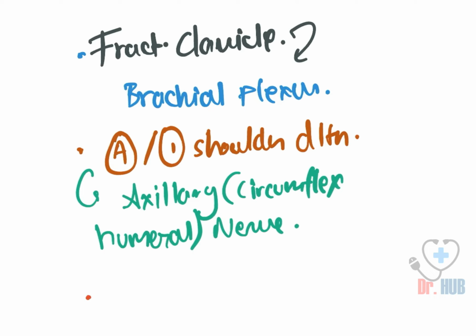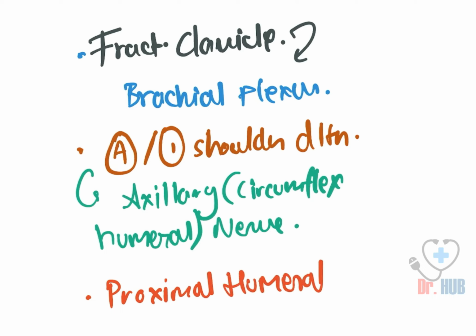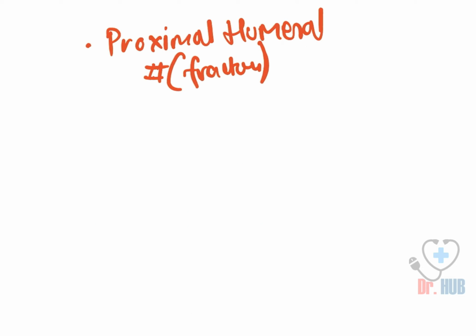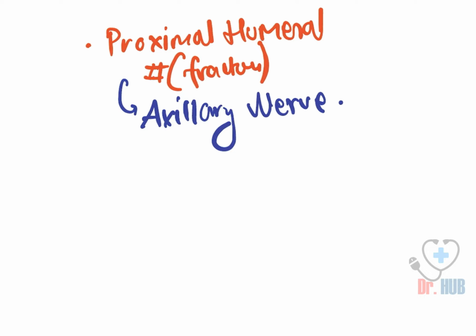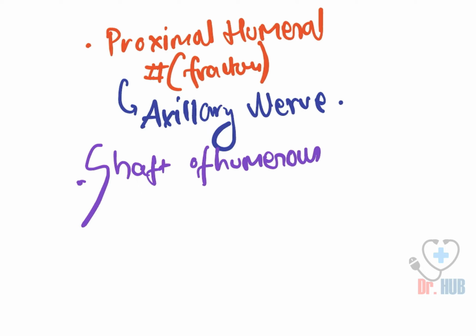Next, we look at the proximal humeral fracture. This will be the symbol for the fracture we'll be using from now on. The proximal humeral fracture results in the injury to the axillary nerve. Then moving on to the shaft of the humerus fracture. This involves nothing but the radial nerve.